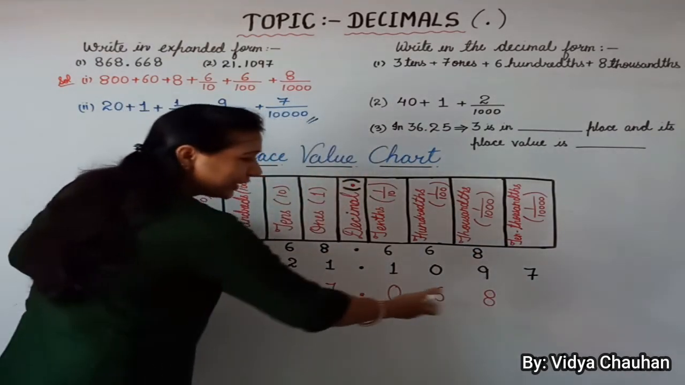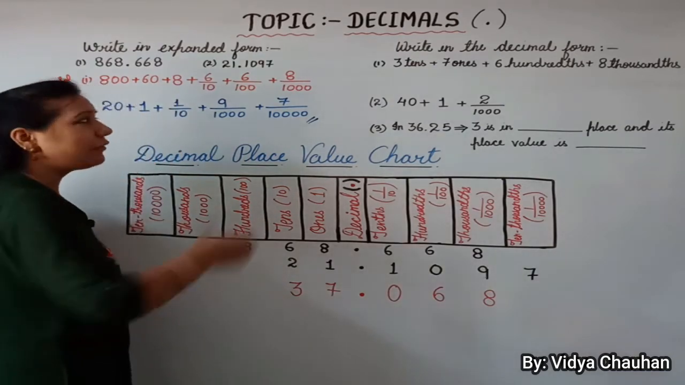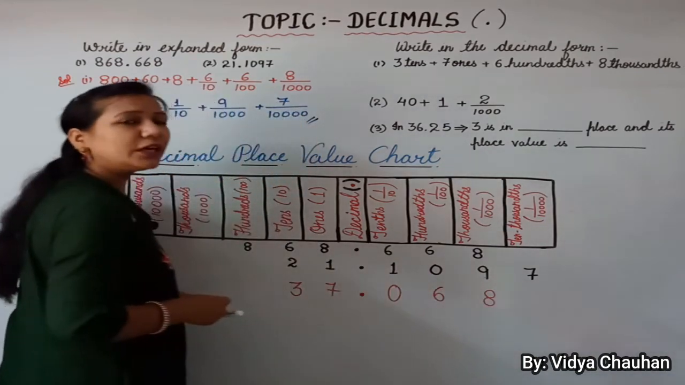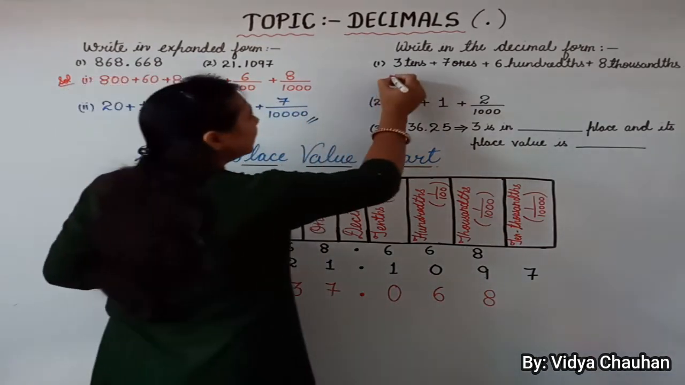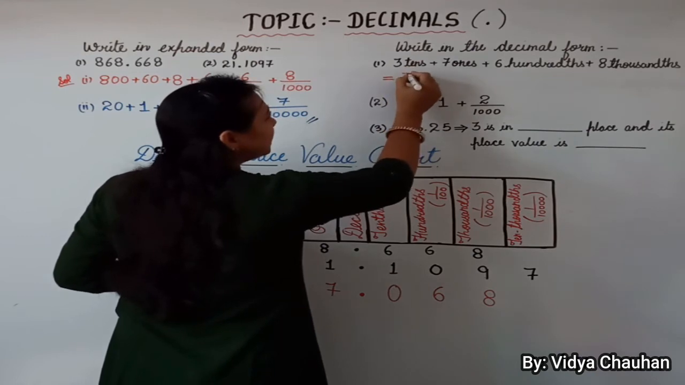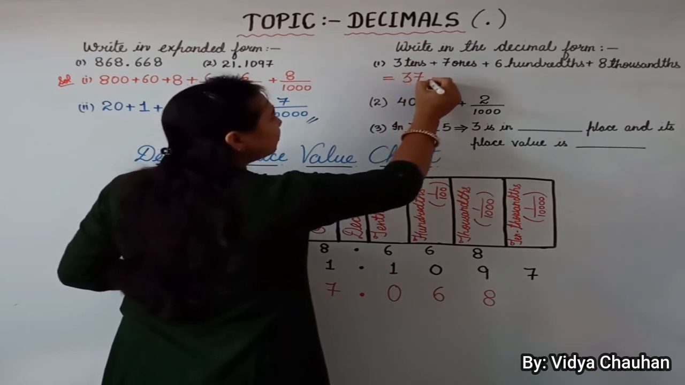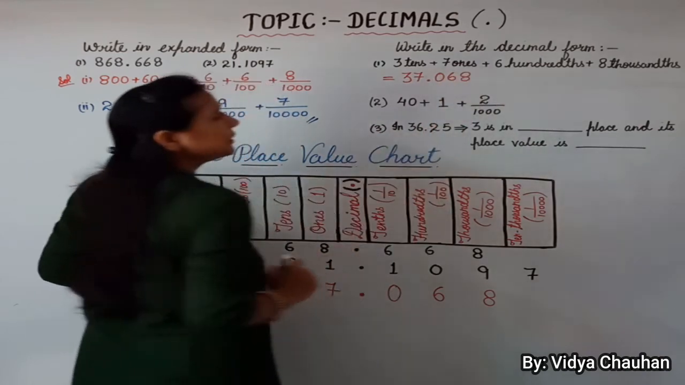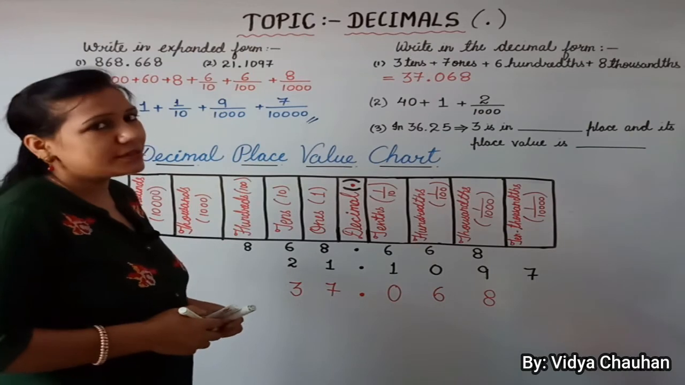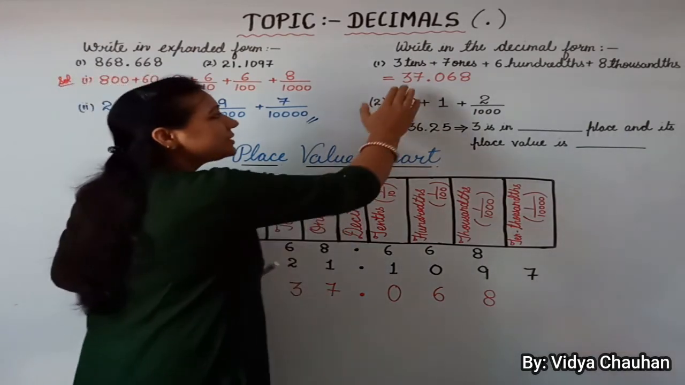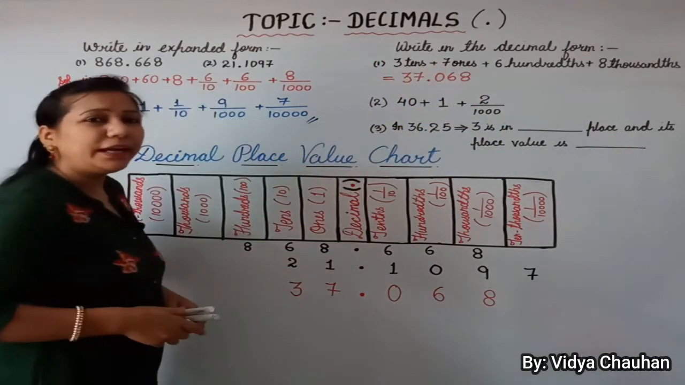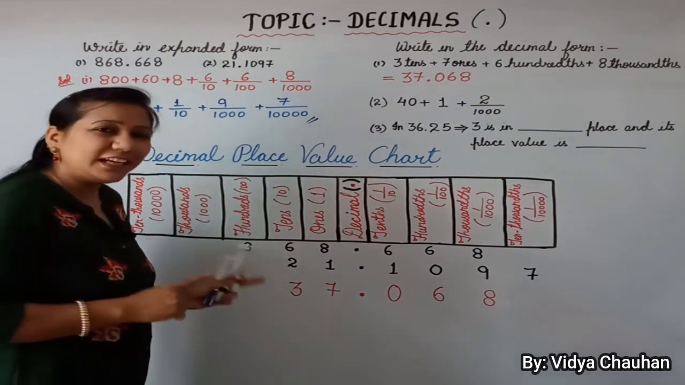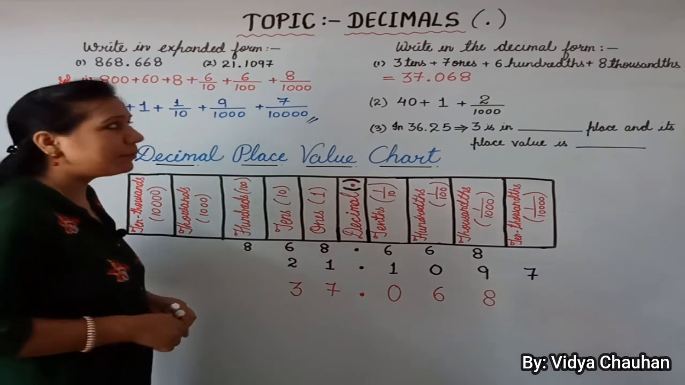So you can see very clearly, as you have placed this in the place value chart, you come across the decimal form of the number also. So yes, the decimal form for this number is 37.068. Clear, students? This is how you can write the expanded form of the number in the decimal form using the same place value chart for the decimal numbers.